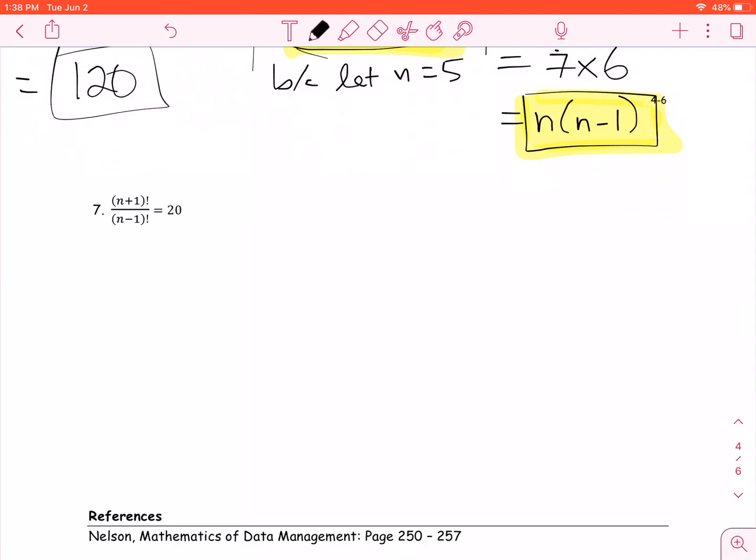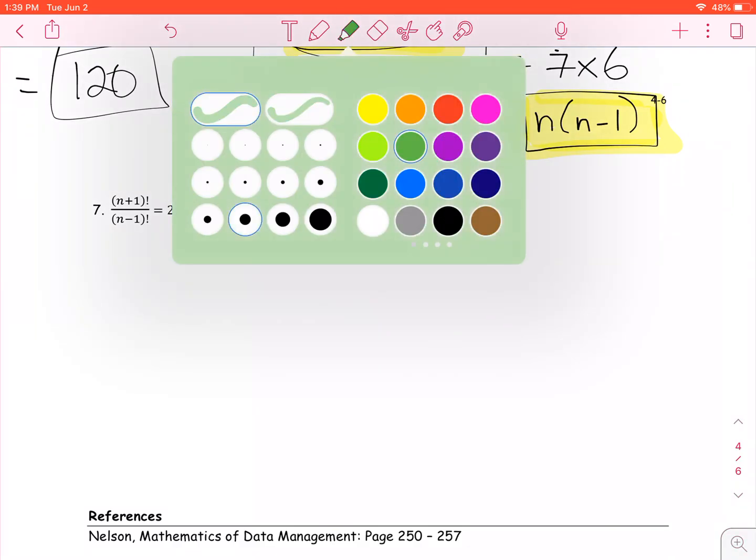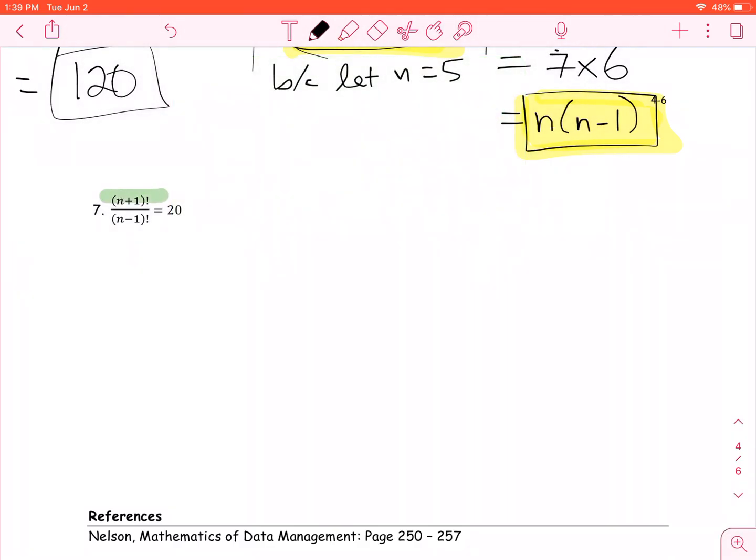All right, let's go to our last one. So our last one, what we have here is n plus 1 factorial over n minus 1 factorial is equal to 20.